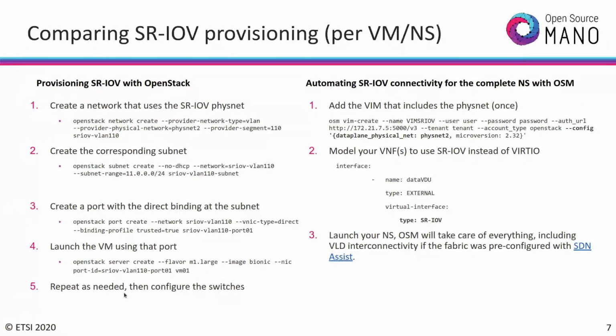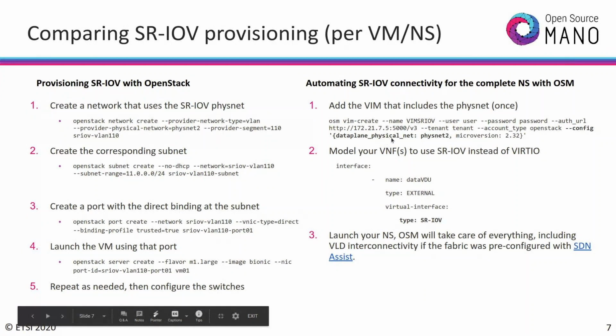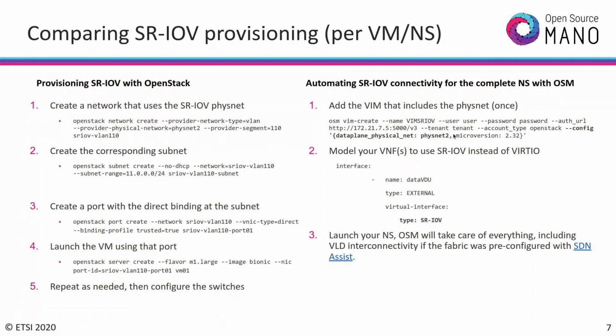So Open Source MANO provides some automation, and you just declare that your VM supports SR-IOV at a certain network, and you do this once for each VM. Then in the interfaces of the VNFs that need SR-IOV, you put SR-IOV instead of virtio or paravirt. And that's it, you launch the network service. And OSM will take care of everything. It will take care of creating a network, the subnet, the ports and the VMs. And also, if you use the SDN assist feature, which I will explain later, OSM can even go to the switches and configure them, okay?